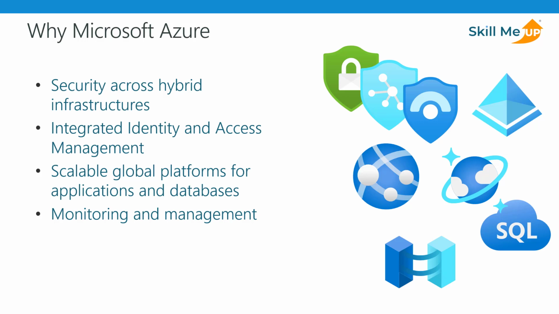Scalable global platforms for applications and databases. Microsoft Azure has very scalable database platforms with SQL Database as well as Cosmos DB, and a scalable App Service that can be delivered on a global scale with Traffic Manager and Azure Front Door capabilities for routing traffic to the closest region to your users to decrease latency and increase availability to those users.